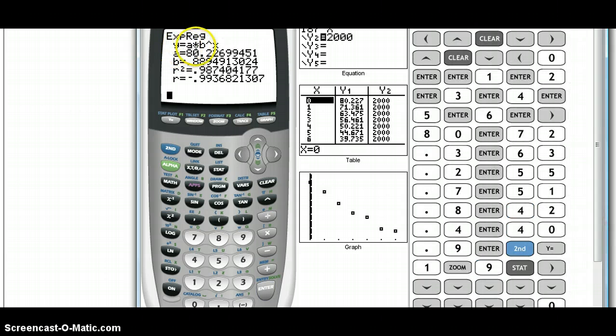So here goes our y equals a times b to the x. Here it gives us what a is and what b is for the best fitting exponential curve. And remember r squared: if we have a good explanatory variable, the value of r squared should be very close to 1, which it is in this case.